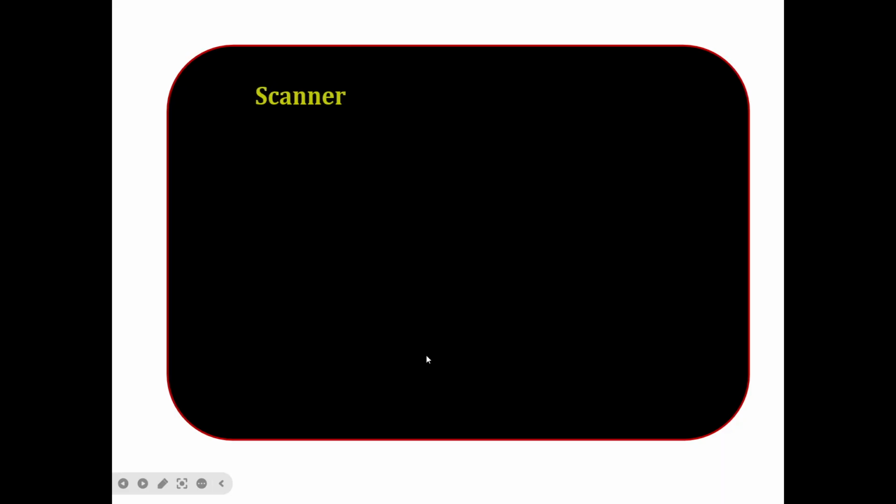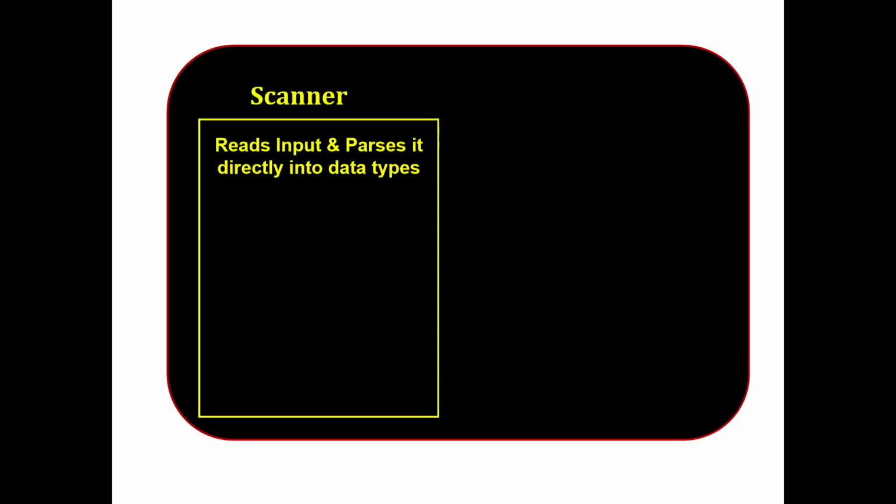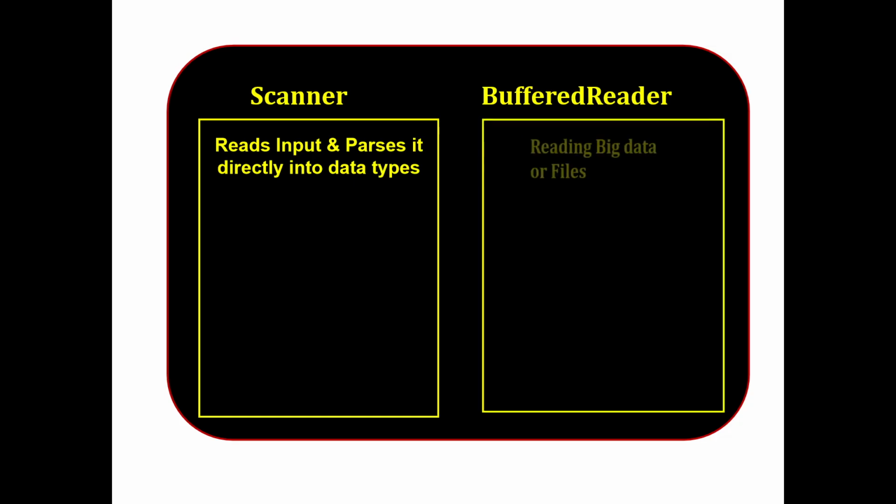So what is a scanner? Scanner is a Java utility class that reads input from the keyboard, files or streams and can parse it into data types like int, double or string. So what is a buffered reader? It's a Java class that reads text from character based input sources like a file or the console. So this is the exact definition of these two.